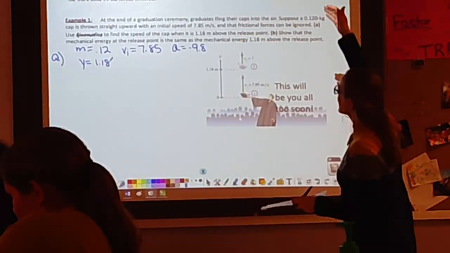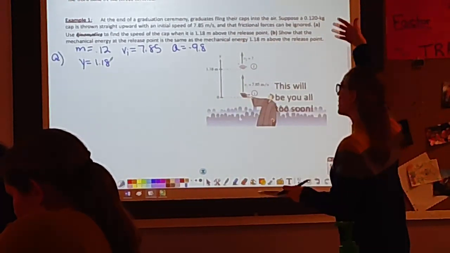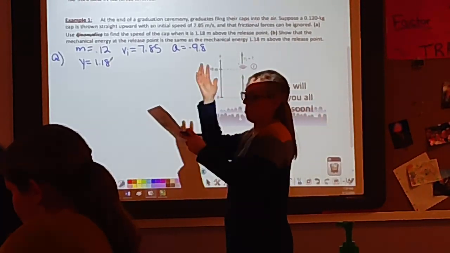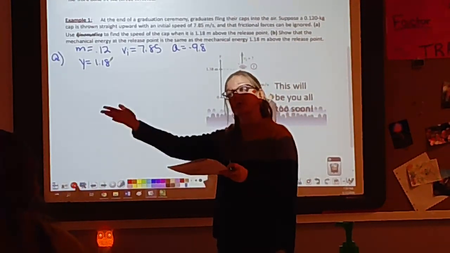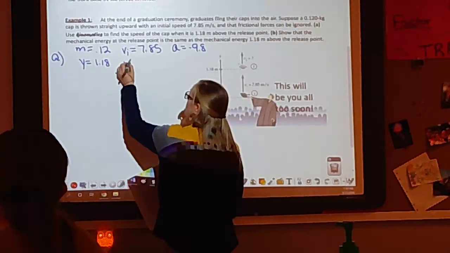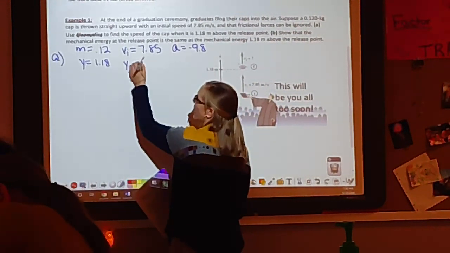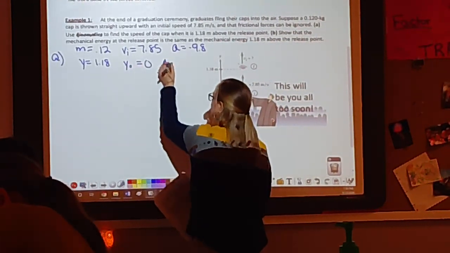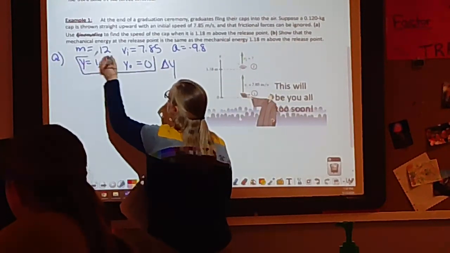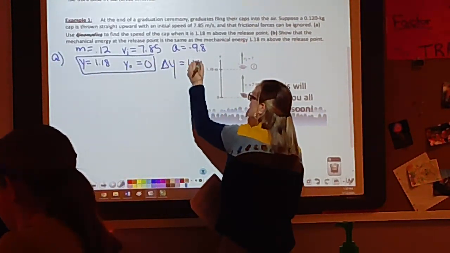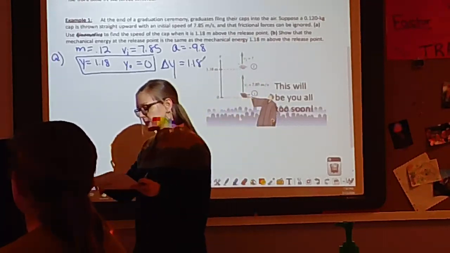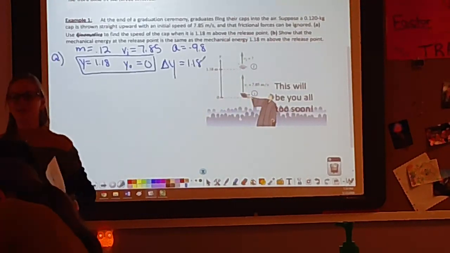Is that how far it gets? Okay, so that's like our position. So let's call where he lets go y0 = 0, because that's his delta y. So instead of writing these two things, you could have just written delta y as 1.18 if you like that better. That would be fine. All right, pick an equation.